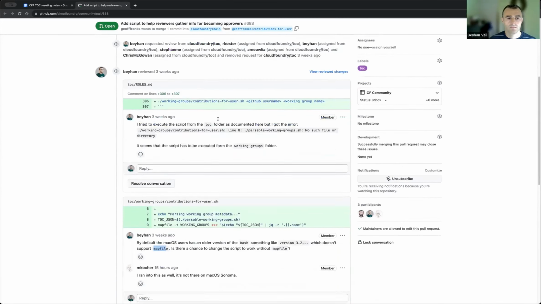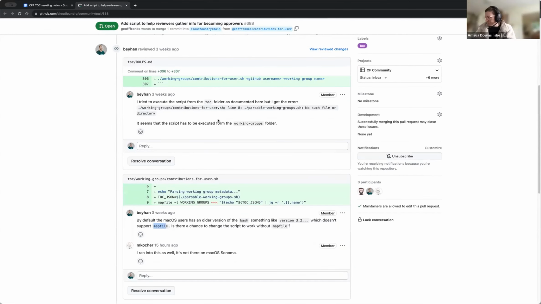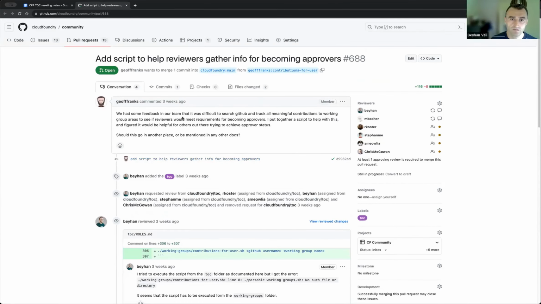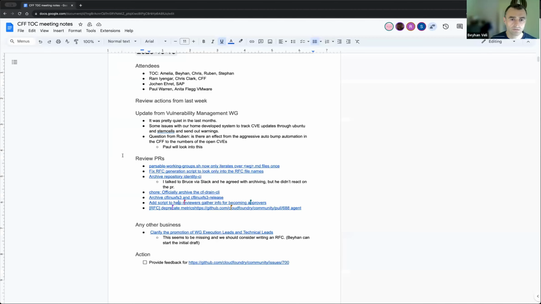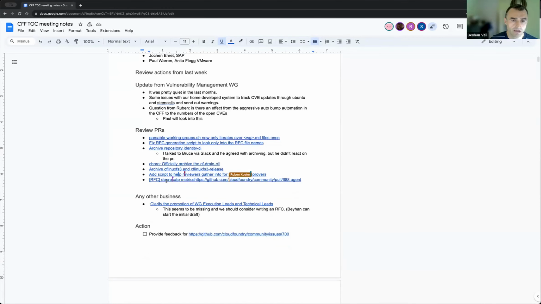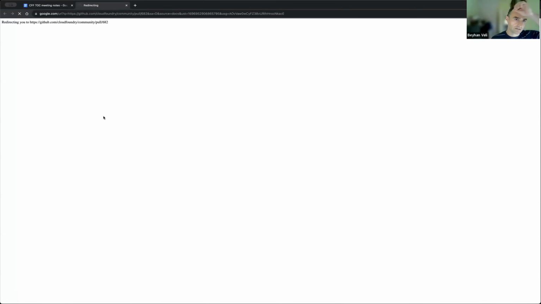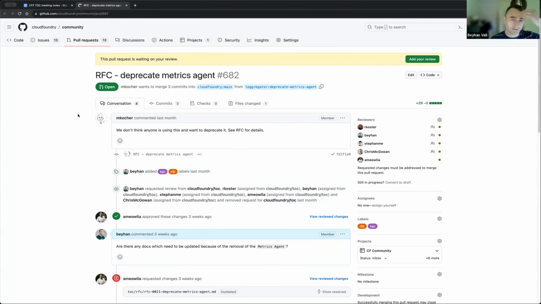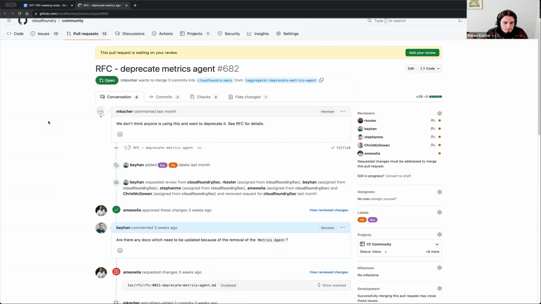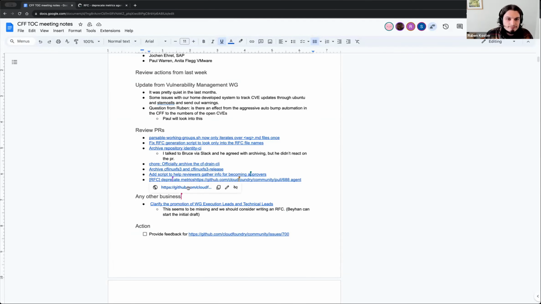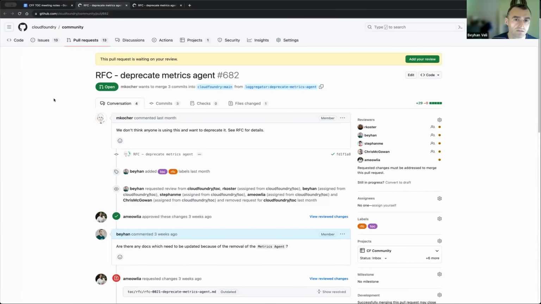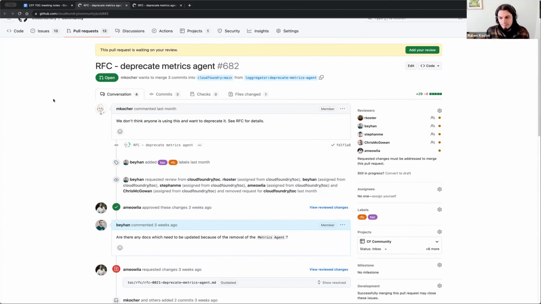It seems like the ping in GitHub might have fallen through the cracks. If you have any additional feedback, it's really helpful to have this one. And the last one is the RFC about deprecating, or removal of, the matrix agent. I think the link is wrong. Sorry? I think the link in the doc was wrong, but maybe I clicked wrong. 682. I went through the link and it was, I don't know. Maybe I have trouble clicking. I have it now.